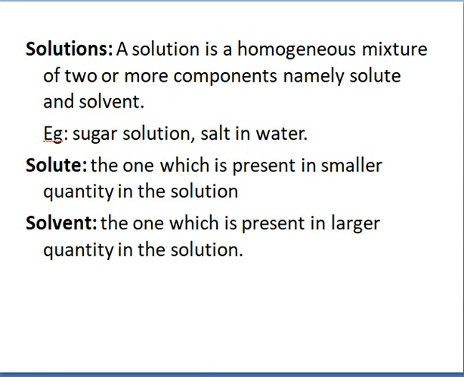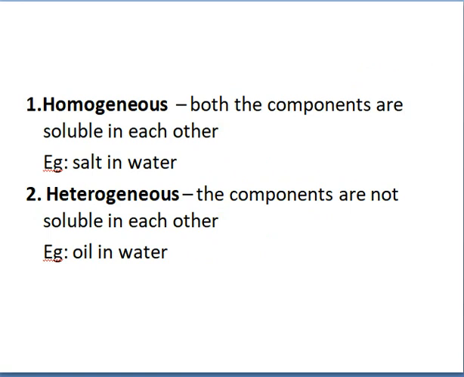First, what is meant by a solution? Generally, a solution is a homogeneous mixture of two or more components, namely solute and solvent. What is meant by a homogeneous mixture? Homogeneous means both the components are soluble in each other. For example, salt in water.